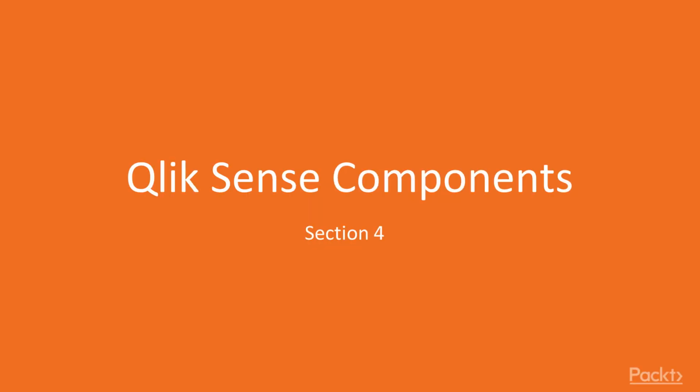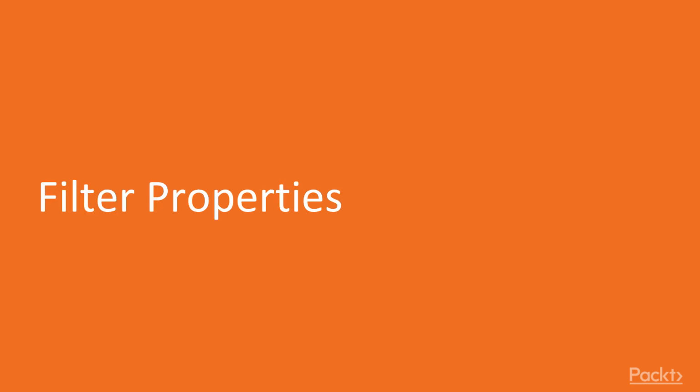QlikSense components. Here we will look at the different QlikSense components like QlikSense charts, QlikSense bookmarks, QlikSense filters, etc. and see it in action. Filter properties. Here we will go through the properties that are related to the filter so that you can understand what properties you can change and make the best use of the filter. So let's go to the QlikSense and see it in action.